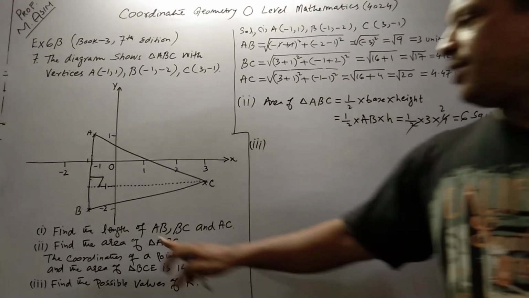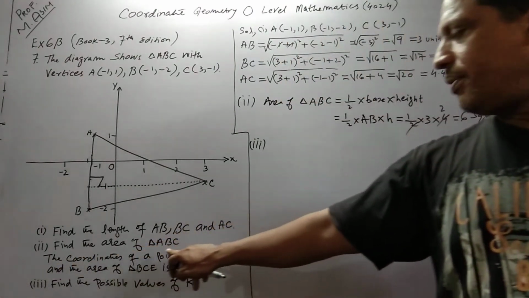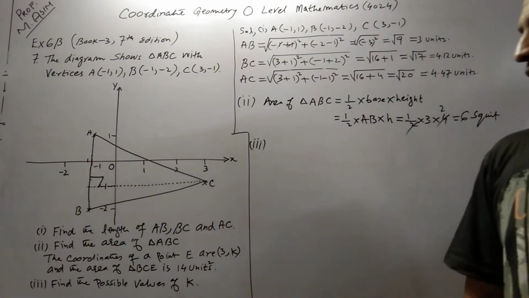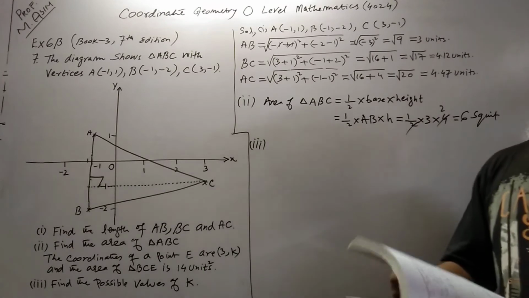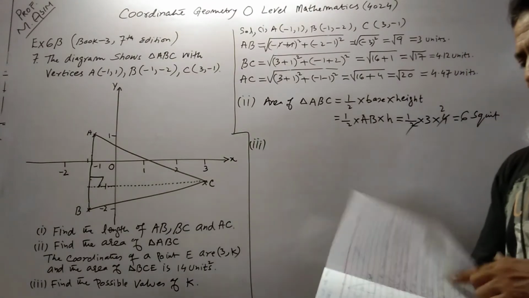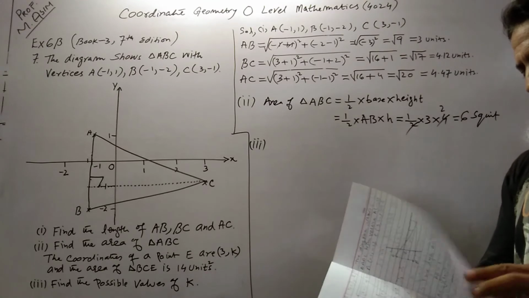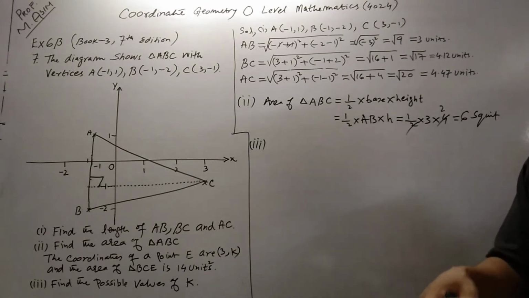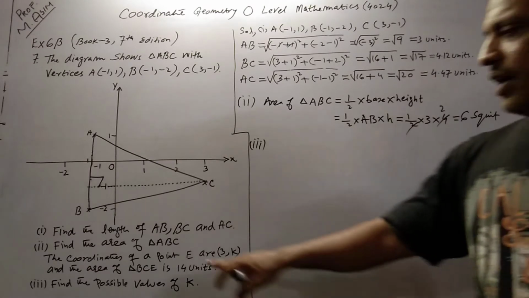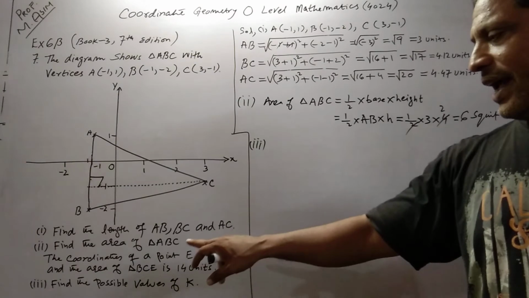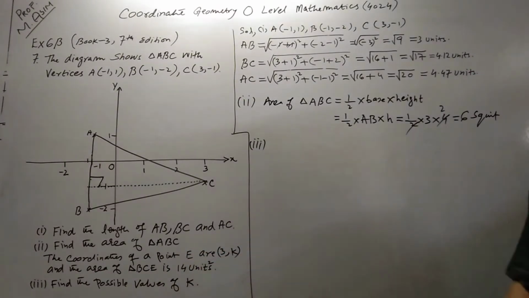Question is, the coordinates of a point E are (3, k) and the area of triangle BCE is 14 square units. Find the possible values of k. So students, we have to find the value of k. The coordinates of a point E are (3, k) and the area of triangle BCE.